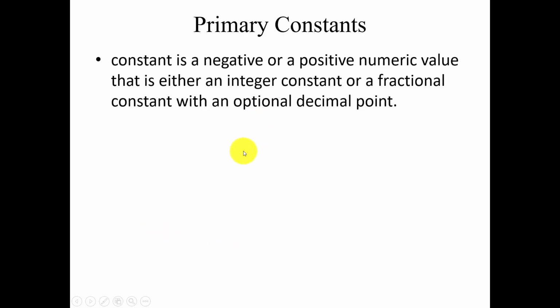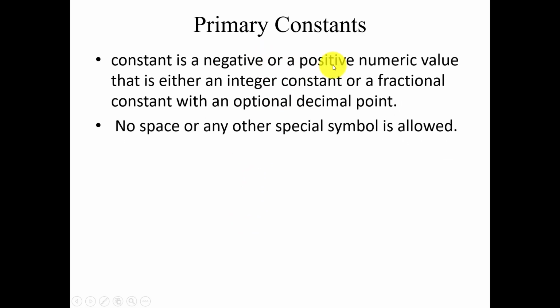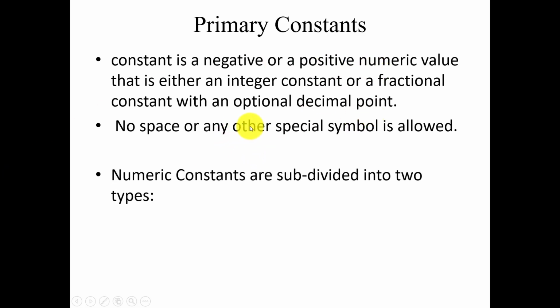Now this primary constant can be a negative or positive constant value. It comes under the numerical value, or a fractional constant is also there. So no space or any other special symbol is allowed in a primary constant. Numerical constants are again subdivided into two types: integer type and float type.